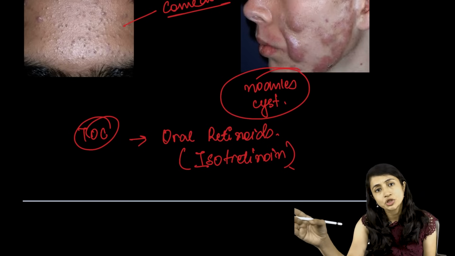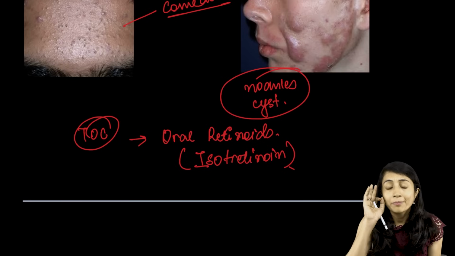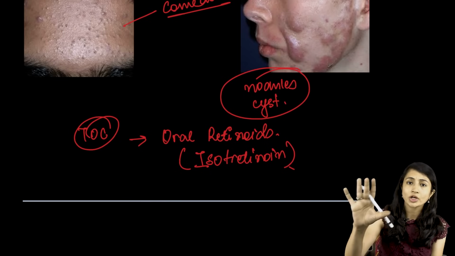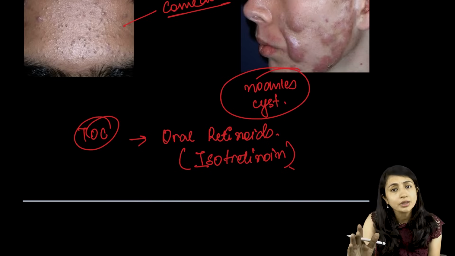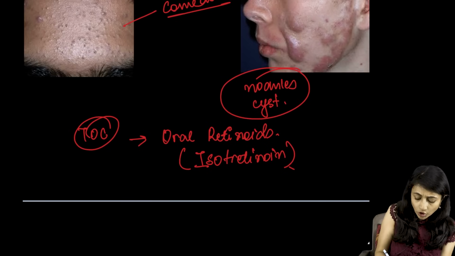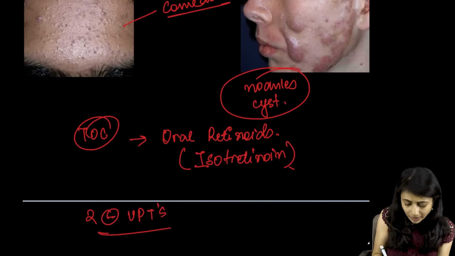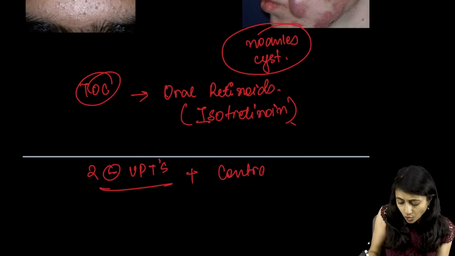Can a female in childbearing age group be given isotretinoin or oral retinoids? Patient can be given isotretinoin. Sometimes what happens, students say childbearing age and they say they cannot be given. Isotretinoin can be given in childbearing age group, but you have to have 2 negative UPTs before prescribing, and you have to counsel the patient about contraception.